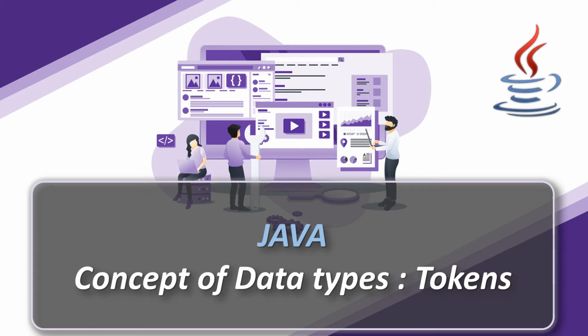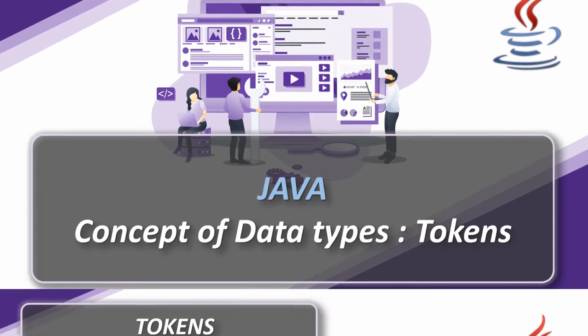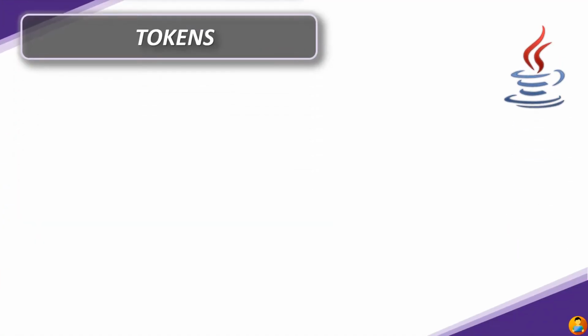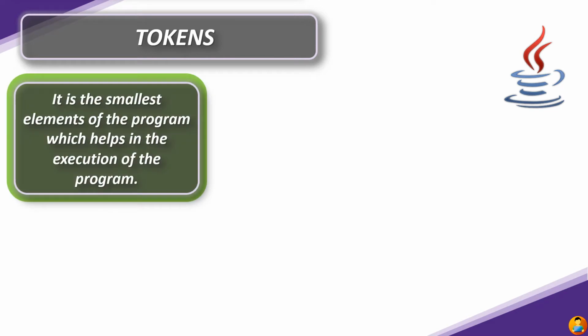In this presentation, we will learn about the concept of data types, starting from tokens. Tokens are the smallest elements of the program which help in the execution of the program. Let us consider a program segment given below.